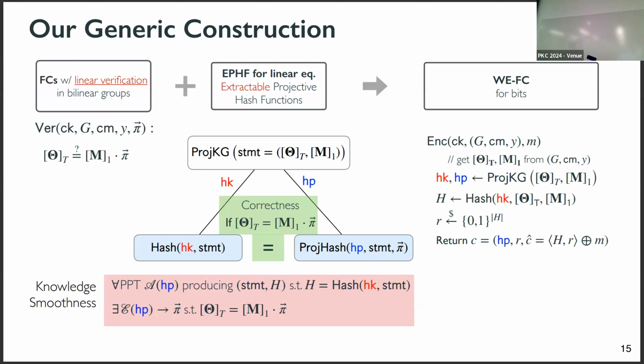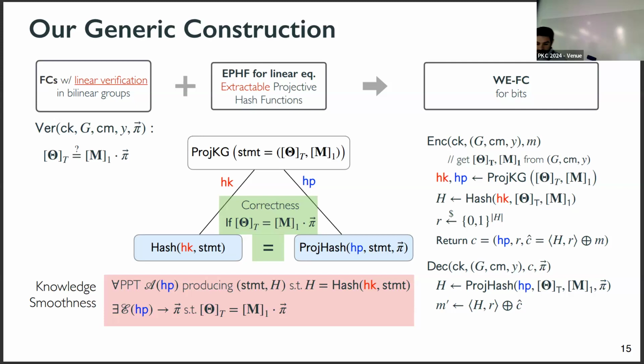You hash this statement, you get H, and then we extract a hardcore bit from H. So we do this with a Goldreich-Levin style technique of sending a random R, taking the inner product of H and R modulo 2, and then we do XOR with the message. And that's how we encrypt. So we send along the public projective key, this randomness R, and this one-time padded message. Decryption is essentially the inverse operation. Once you have the proof, you can run the public projective hashing, you get H, and then from R you can recover the hardcore bit, and then you get the message bit.